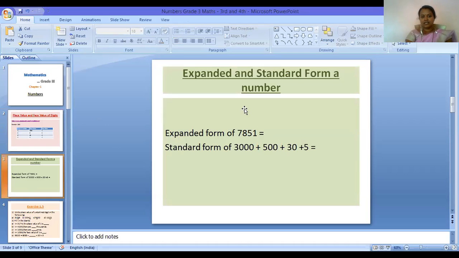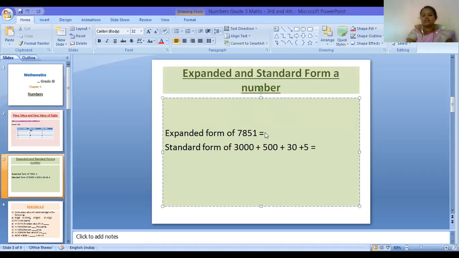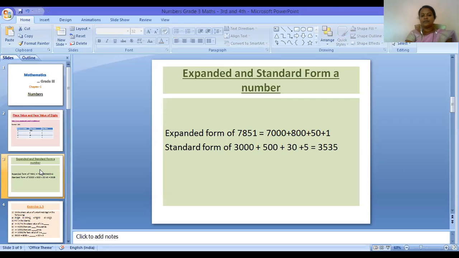Next, leading ahead, we have the expanded and standard form of a number. Expanded form of 7851. Let us try this. So 7000 plus 800 plus 50 plus 1. In the same way, if we have to write the standard form, that is vice versa of expanded, you write it as 3535. So it is as simple as that.